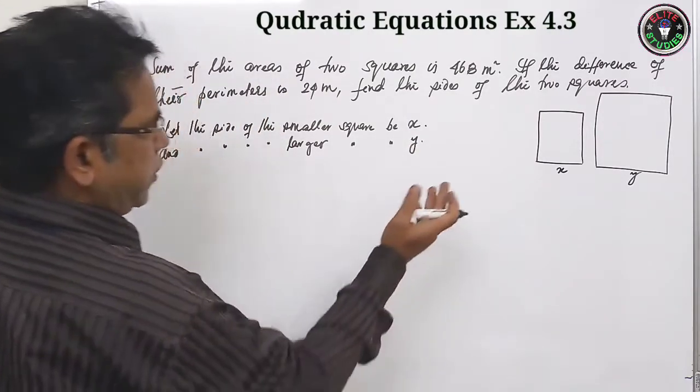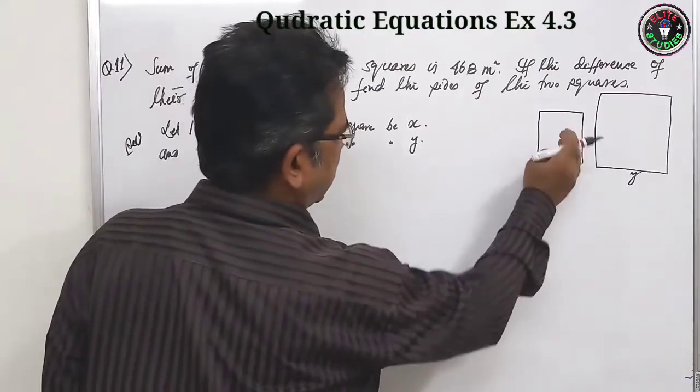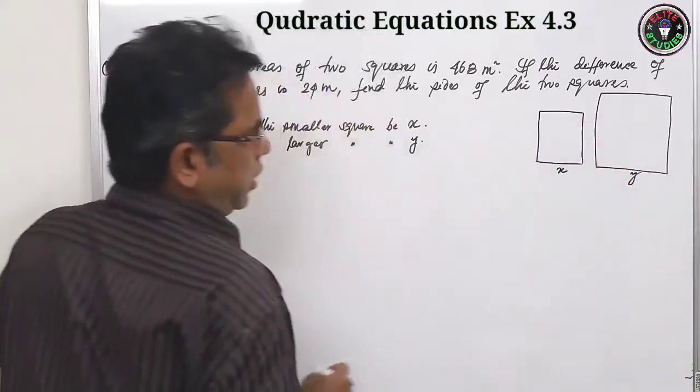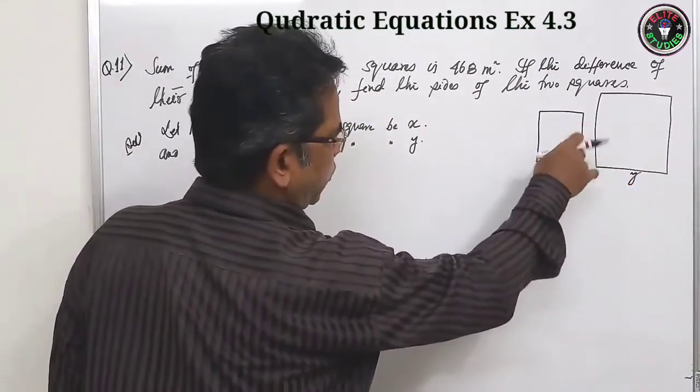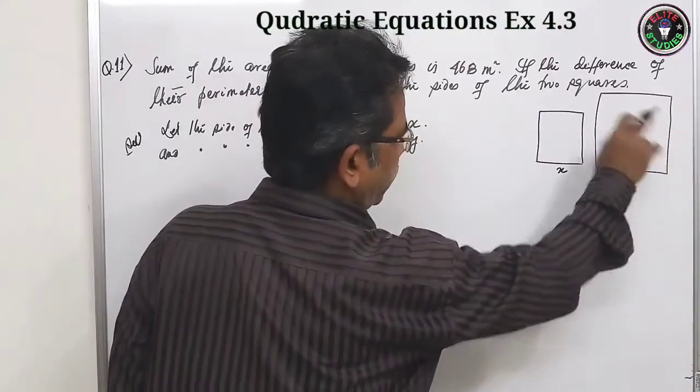So now we can easily find the area. Its area will be x square, its area will be y square, and its perimeter will be 4 into side, meaning 4x, and its perimeter will be 4 into y, 4y.